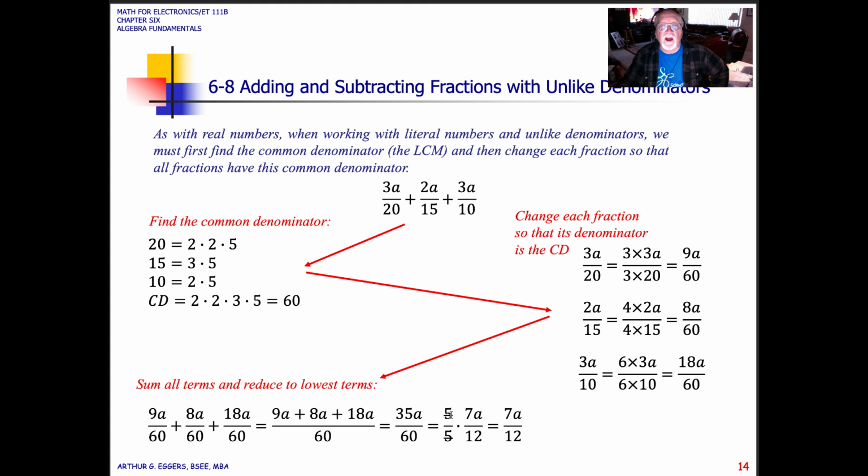I can factor out a 5 in each case, and I have 7 and 12 left, so 7a over 12 becomes the solution once we find our common denominator. It just takes practice.